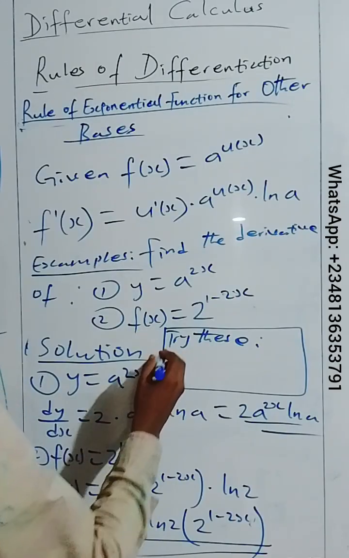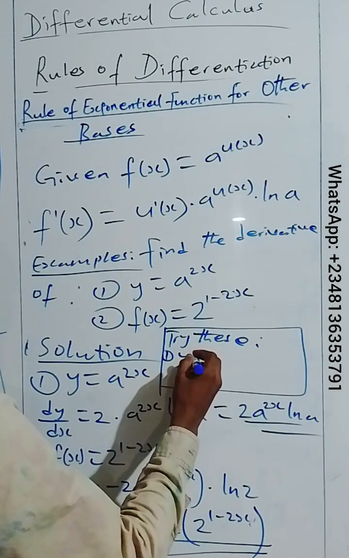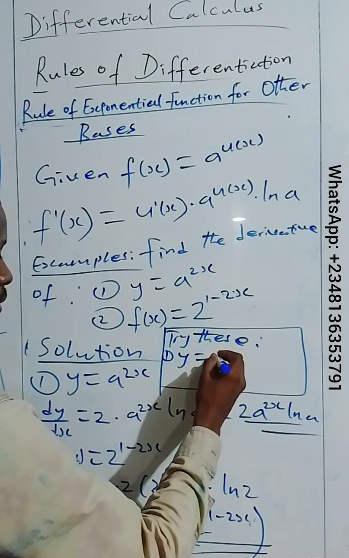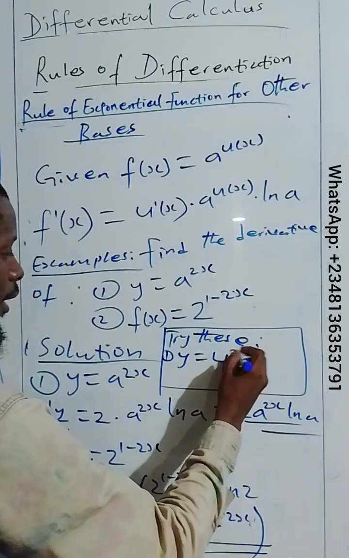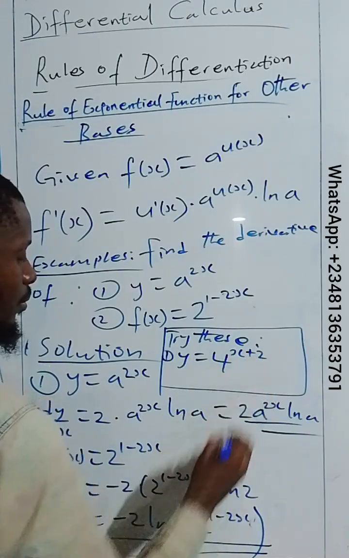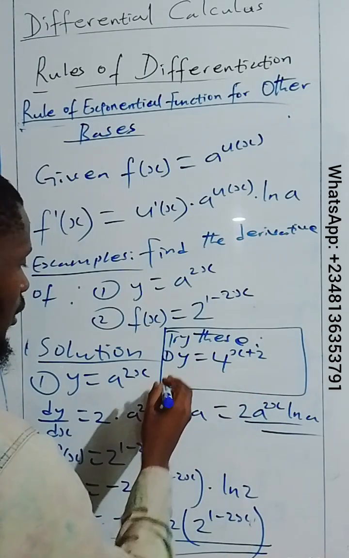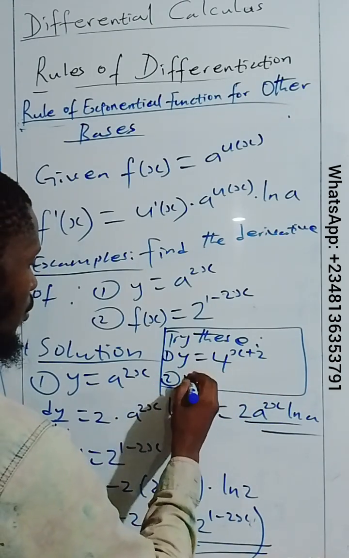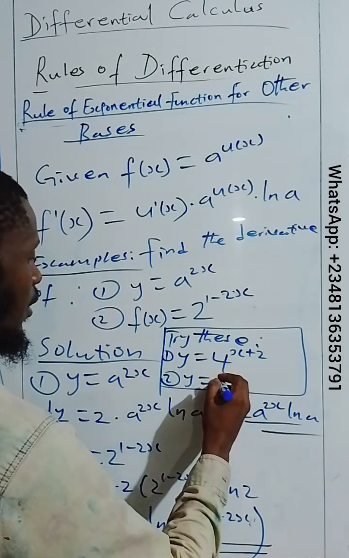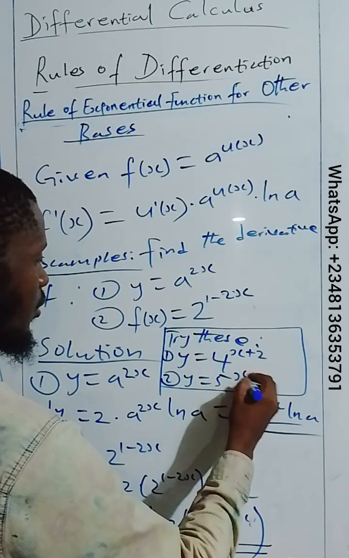If you have this function, let's say we have y equals 4 raised to the power x plus 2. We are asked to differentiate this. Then we have y equals 5 raised to the power x squared.